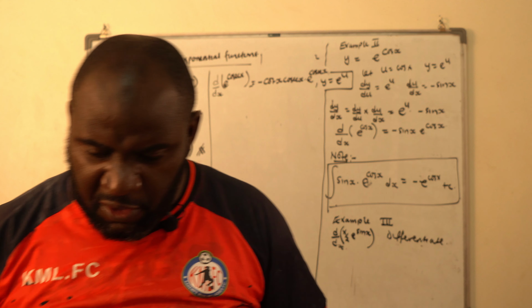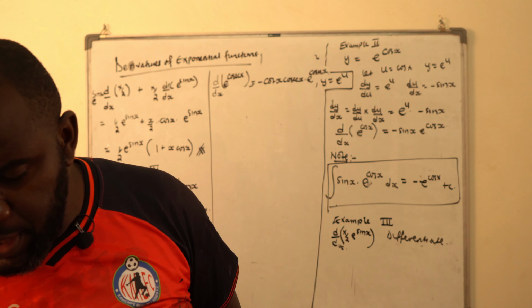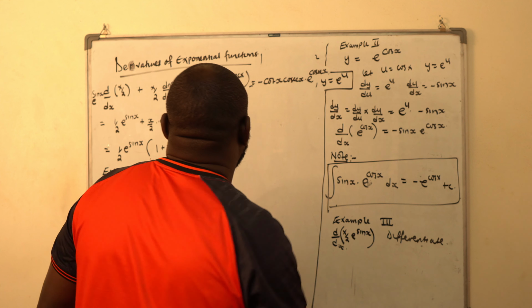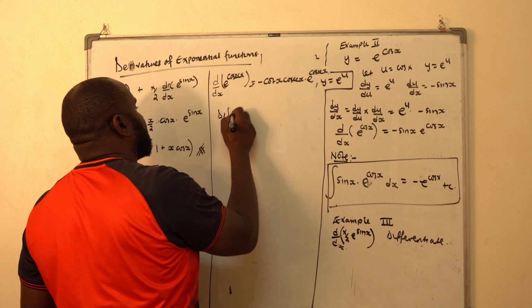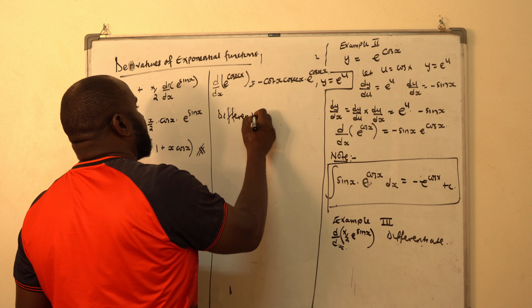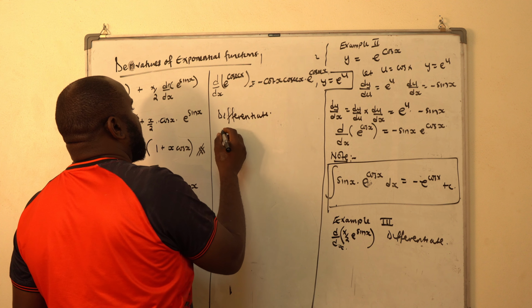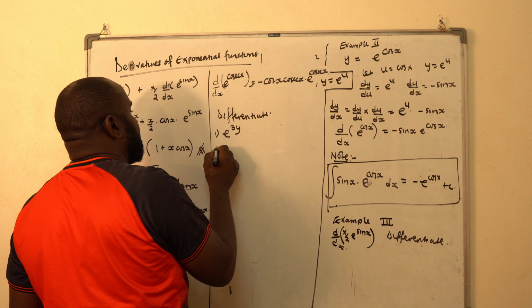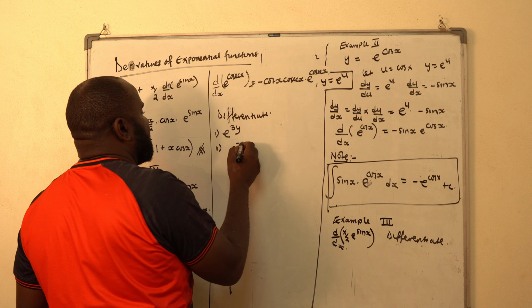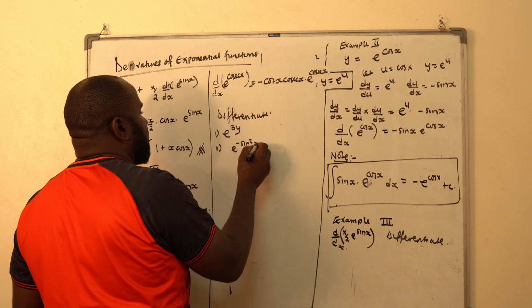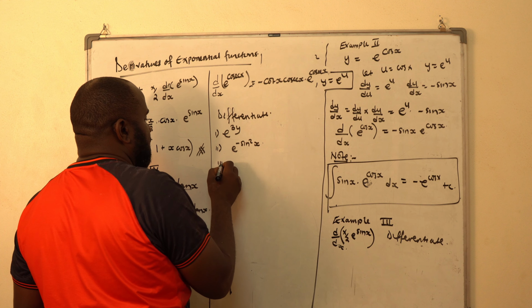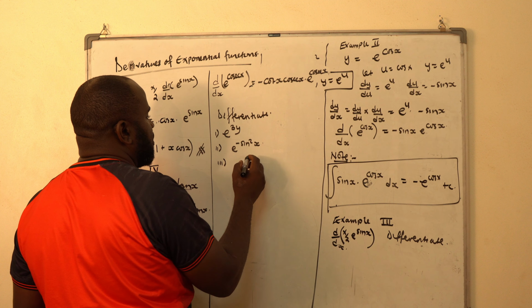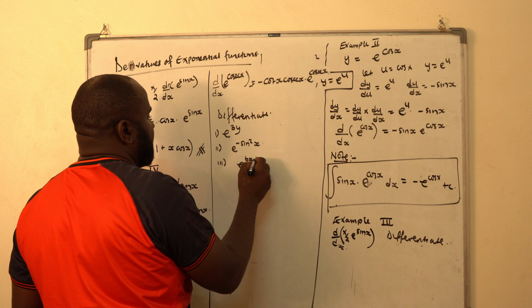In your free time, investigate for me the following. Differentiate the following: exponential 3x, exponential of negative sine squared of x, and then 3 exponential of bx plus a.